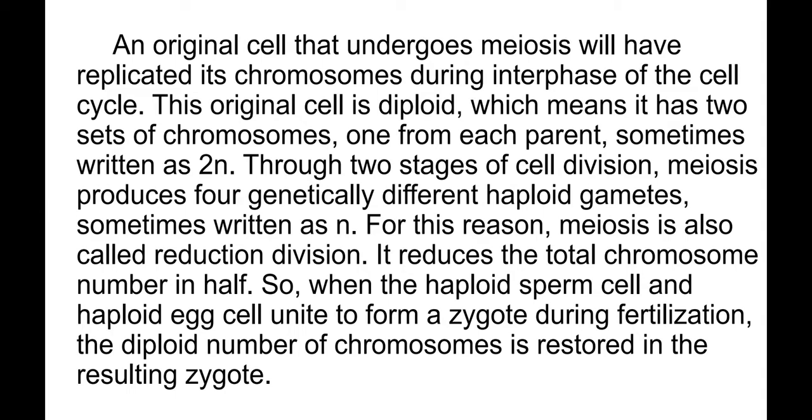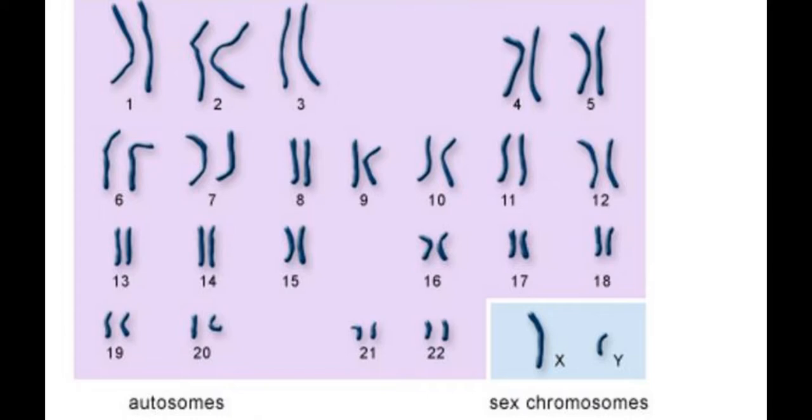So when a haploid sperm cell and a haploid egg cell unite to form a zygote during fertilization, the diploid number of chromosomes is restored in the resultant zygote. Okay, we have 46 chromosomes, and they are paired. So we have in total 22 pairs of autosomes and 2 sex chromosomes. In male, it is X and Y chromosomes.